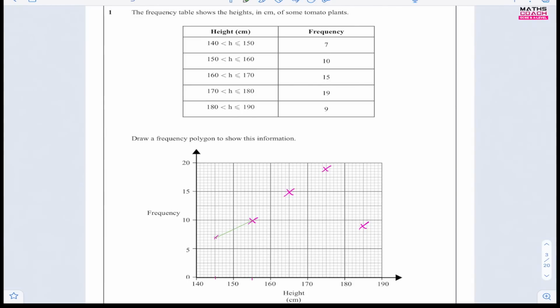So using your ruler, there you have your line. Now most examiners will be happy with this, no problem, but what I'd like to say to you, my students, is it goes down to 140 and it goes up to 190, so you can also do this and complete the full polygon with the x-axis, and there is your final answer. But both of them would be accepted from the examiner, whether you go down to 140 and 190 or not.